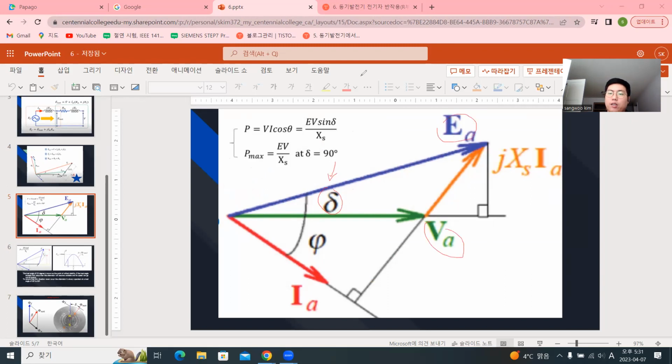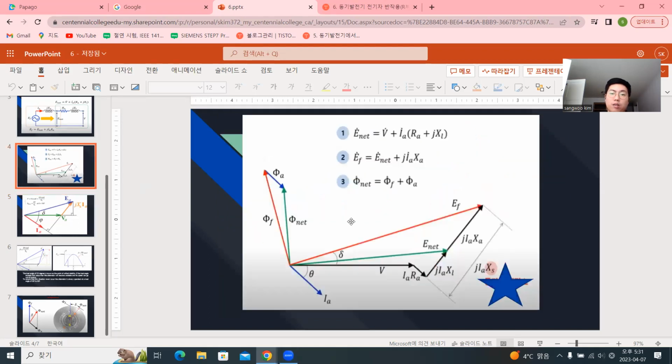Look at it, guys. Actually, it has to be RA plus JX, and then here it has to be E net, plus the armature reaction JXA, and then EF. It has to be like that, actually. But as I said, you can see here, the previous one.